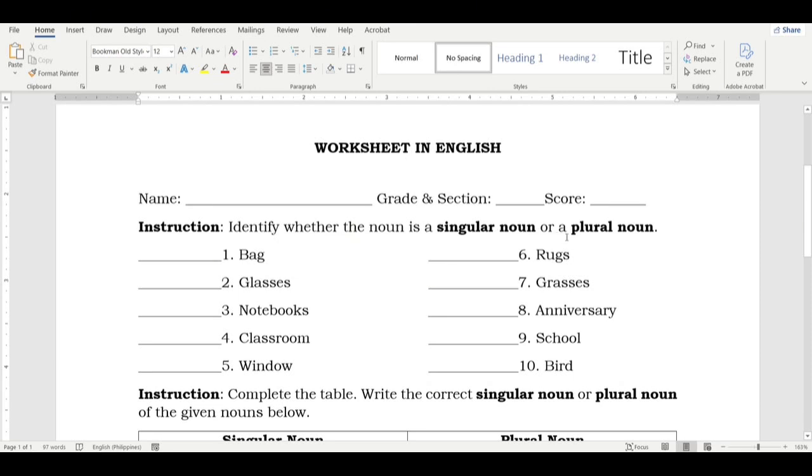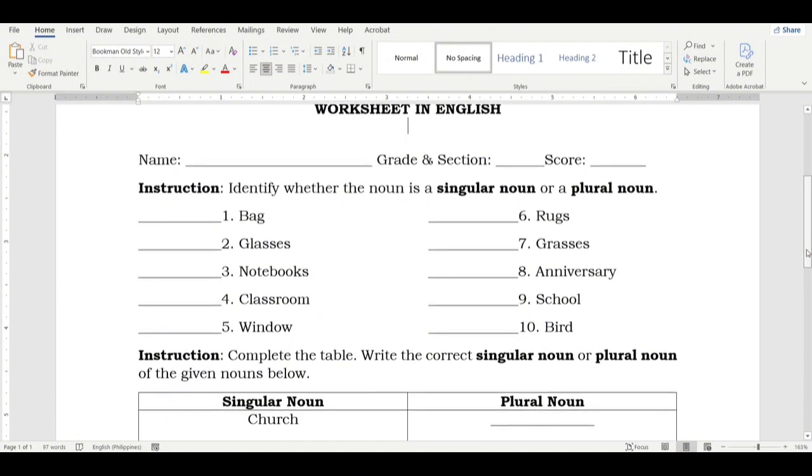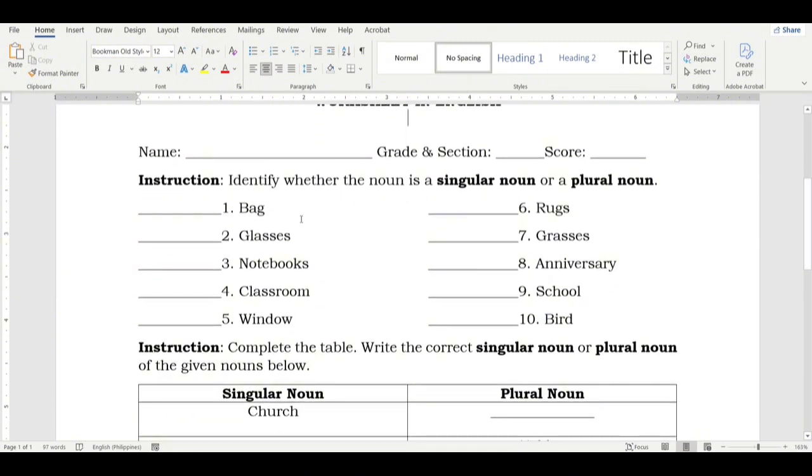So the worksheet of mine is very simple and easy and suited to the learners. So meron tayo diyang bag, glasses, notebooks, classroom, window, rugs, grasses, anniversary, school, bird.